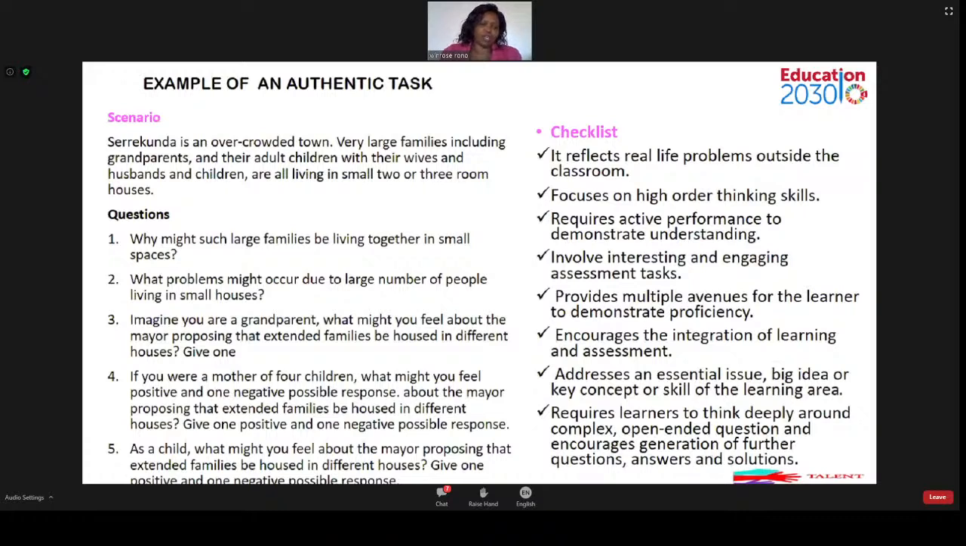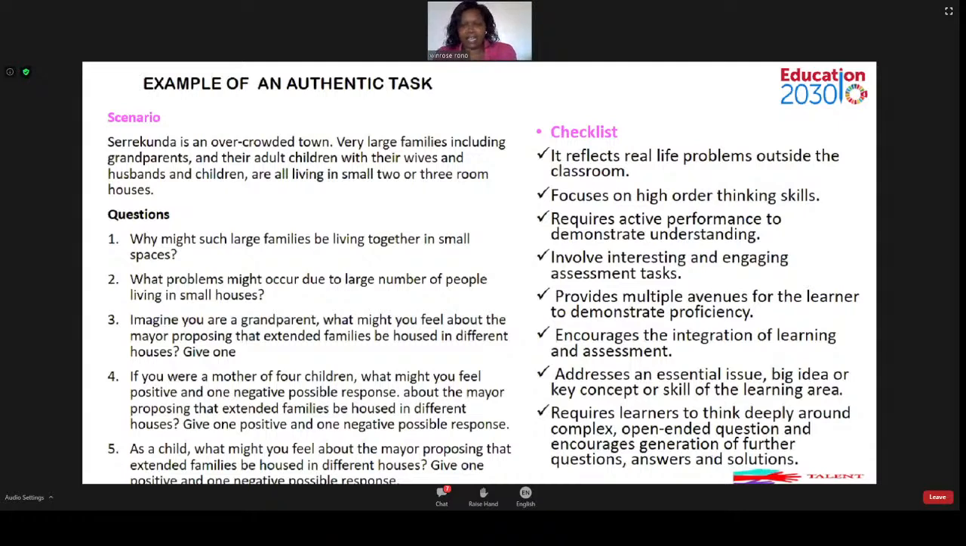You can ask them to give one. And if you are a mother of four, what might you feel about the mayor proposing that extended families be housed in different houses, and you ask them to give one positive and one negative possible response. You could also ask them, as a child, what might you feel about the mayor proposing that extended families be housed in different houses? And you can also ask them to give one positive and one negative possible response.